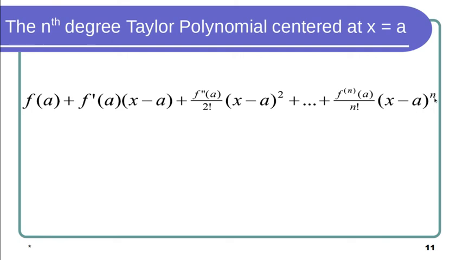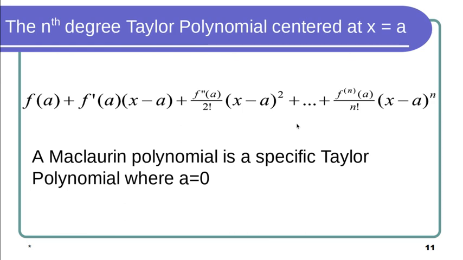If we want to stop at the third degree, we stop when n is 3. If we want to go to the fifth degree, we stop when n is 5. And just so you know, the difference between Taylor and Maclaurin is a very specific polynomial where the center is at 0. So Maclaurin is a Taylor polynomial.